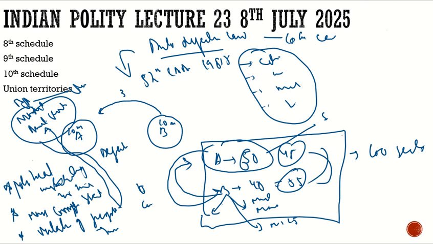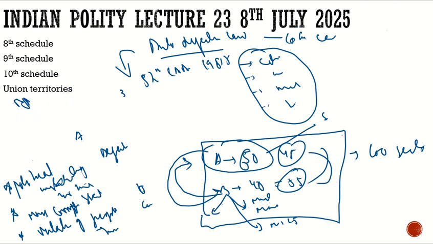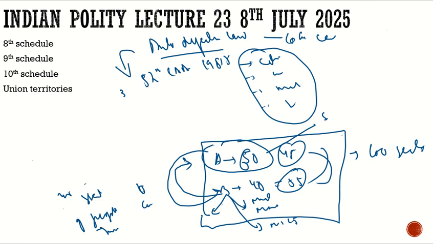Now let's see how you can be disqualified under the anti-defection law. Here we understood the reason why it was brought in. Now let's try to understand the reasons how you can lose your seat under the anti-defection law.